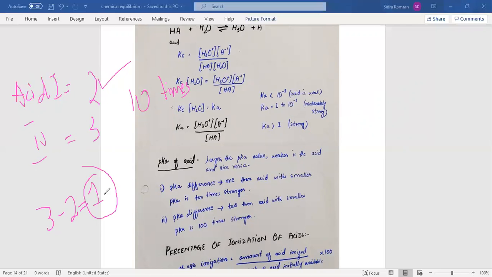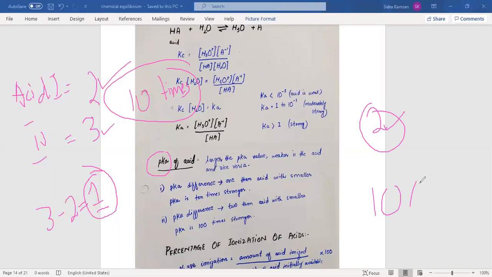Between two acids, if the difference of their pKa value is 1, then the acid having the lesser pKa, 2 is less than 3, is 10 times stronger than the second acid. If the difference of pKa value between two acids is 2, then the acid having the lesser pKa is 100 times stronger. Remember this, don't forget. If the difference of pKa between two acids is 1, the acid with less pKa is 10 times stronger. If the difference is 2, it is 100 times stronger.